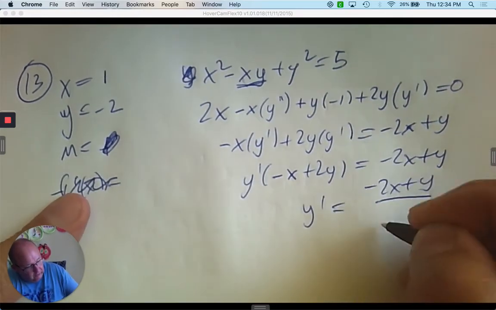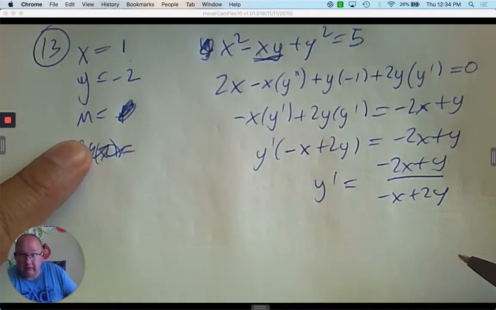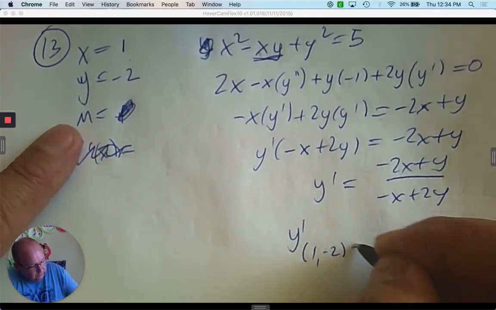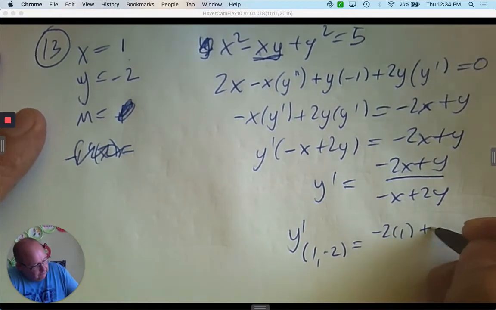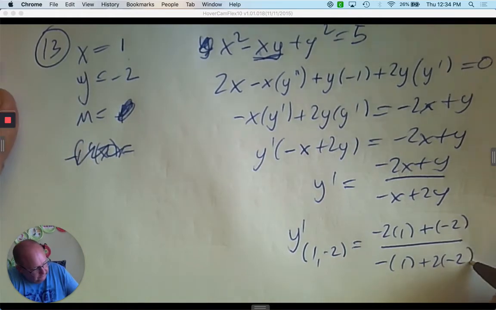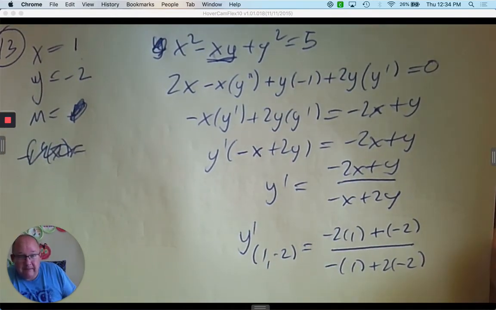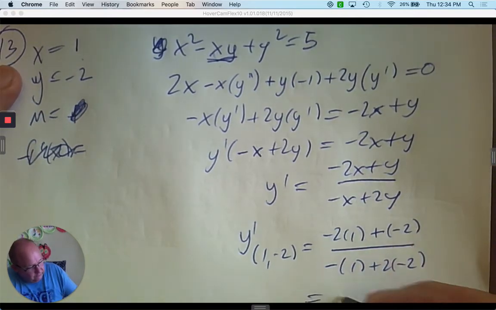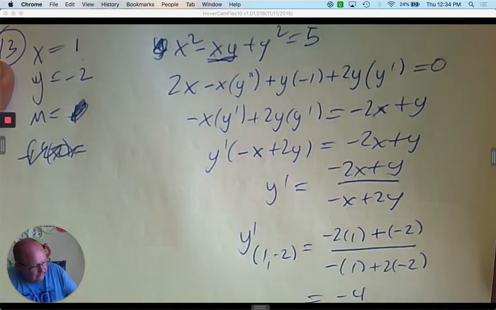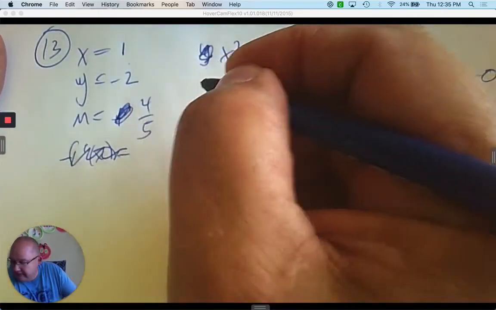So we did all that work to be able to find the slope at this point. To find the slope at that point, which is 1, -2, where there's an x, I'm going to plug in 1. Where there's a y is -2. And then I'm going to be careful and simplify it. So I plug in 1 for x and -2 for y, and then I simplify. So -2 and -2 is -4. -1 and -4 is -5. Simplify it, and you get positive 4 over 5. Make sure that I did that right.